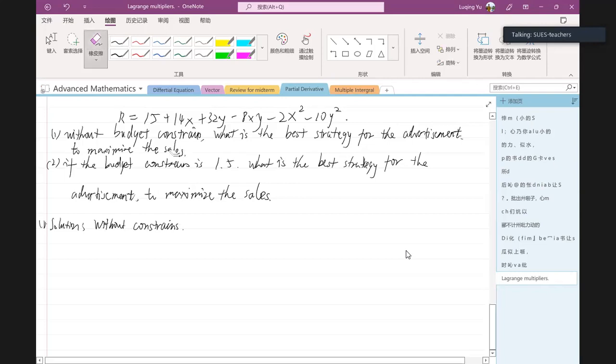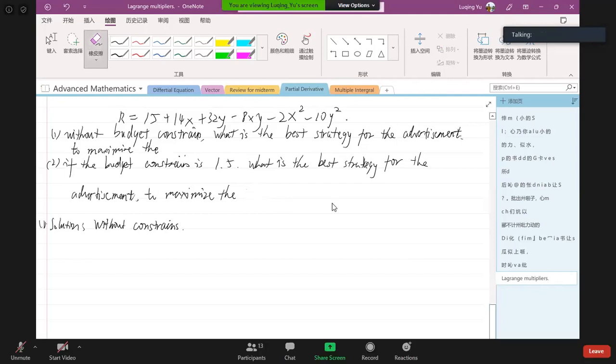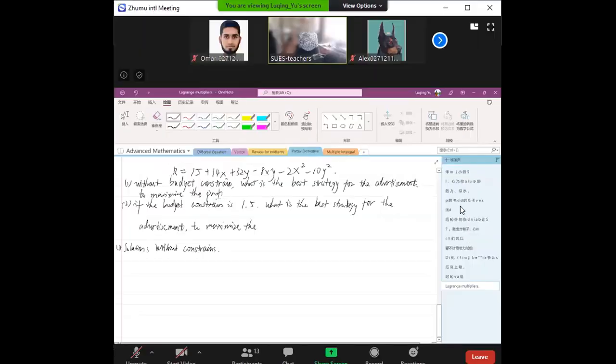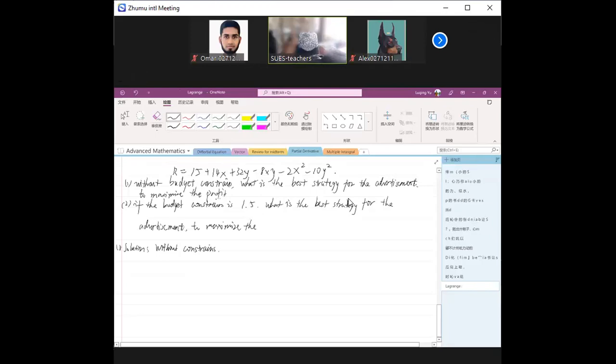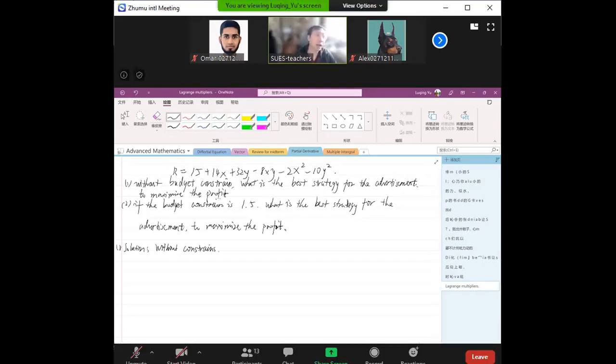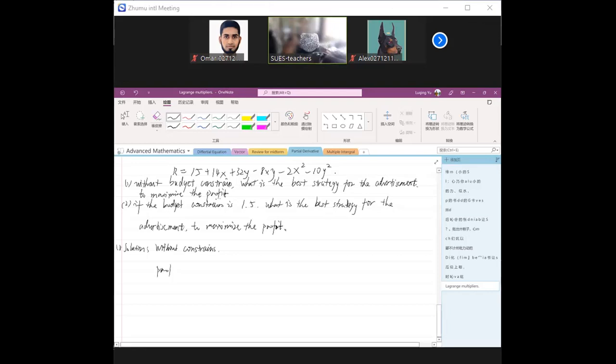Okay, so here is the problem to maximize the profit. For these questions, the first thing is, because this is an application, without constraint, what is the profit? Profit is actually equal to the sales minus the cost. So what is the sales?